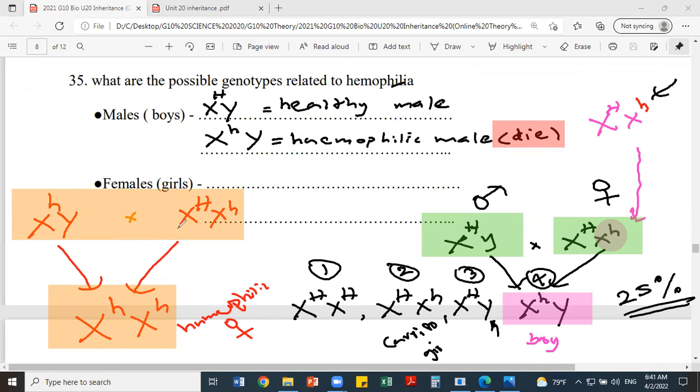Okay, what do you have to remember now? Hemophilia is caused by simple h, the recessive gene, and it is linked only to the sex chromosome X.